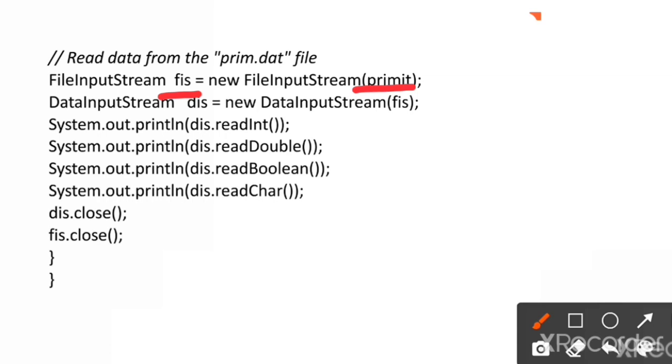Next, I have to create an object of DataInputStream because I am reading primitive data. Since I am reading primitive data, I have to create an object of the DataInputStream class, and this object is indirectly linked to the actual file. And now I'm reading the data from the file, and then I'm going to print the data using the println method. In the previous slide we have seen that the first data written into that file is integer data.